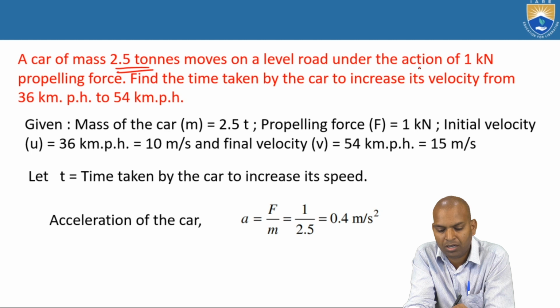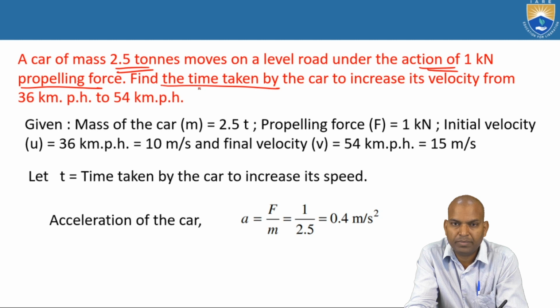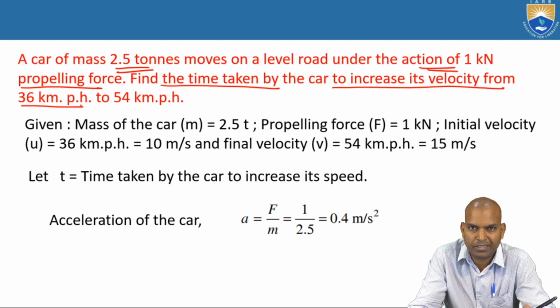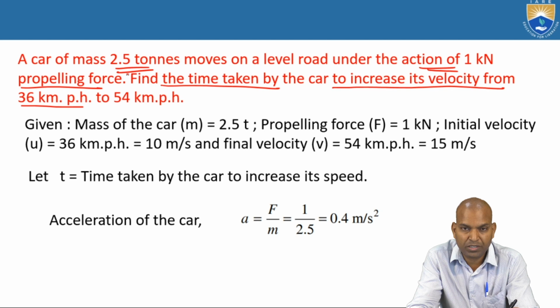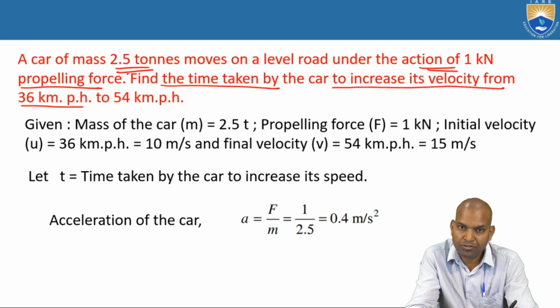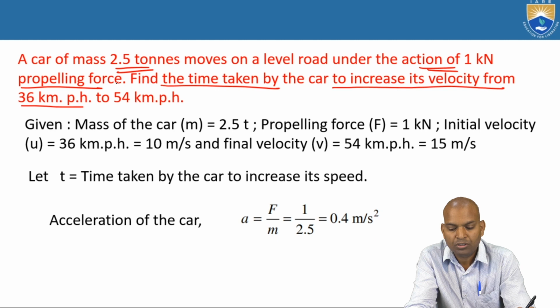Find the time taken by the car to increase its velocity from 36 kilometer per hour to 54 kilometer per hour. That is what KMPH, kilometer per hour. Now here, a car of mass, what is the mass? That's 2.5 ton, the 2.5 T, okay? Now convert into kgs, 1 ton equal to how many kgs? 1 ton equal to 1000 kgs, okay?